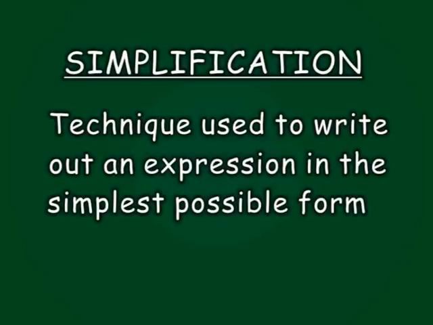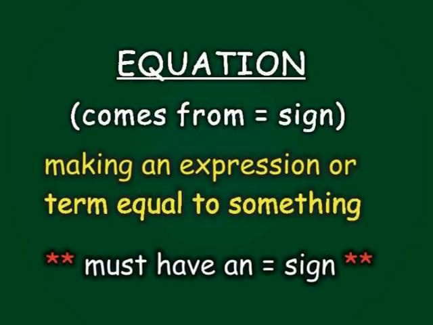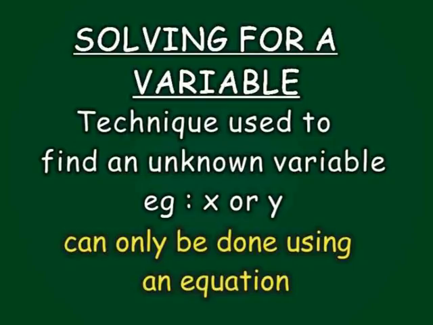Simplification. Simplification is the technique used to write out an expression in the simplest possible form. Equation. The word equation is derived from the equals sign, making an expression or a term equal to something. All equations have an equals sign. Otherwise, it is just an expression. Solving for a variable. This is a technique used to find the value of an unknown variable. It may only be done using an equation. We cannot solve for a variable if we only have an expression.